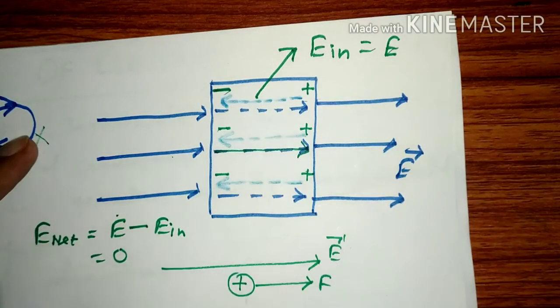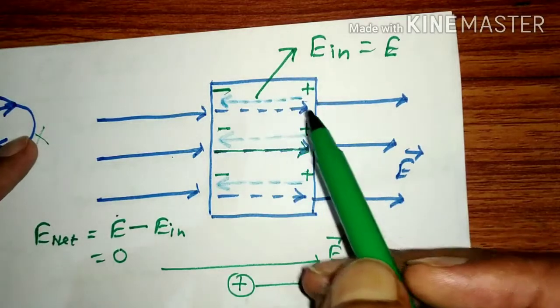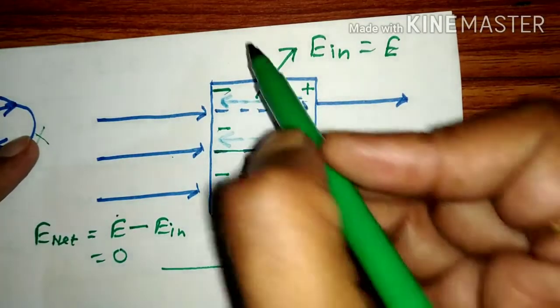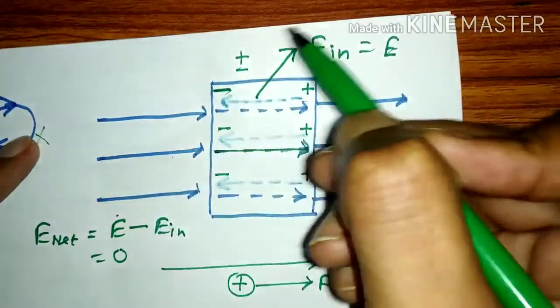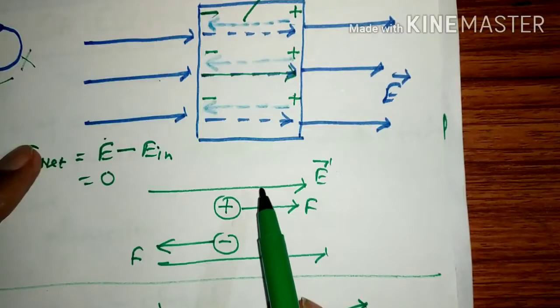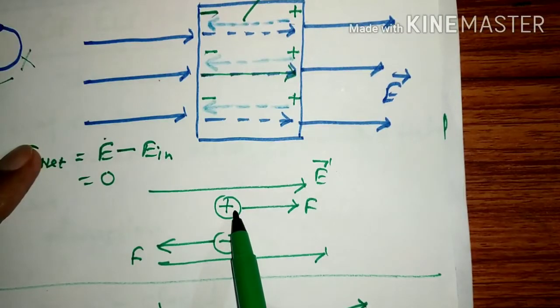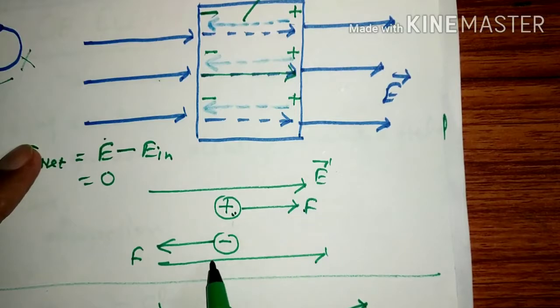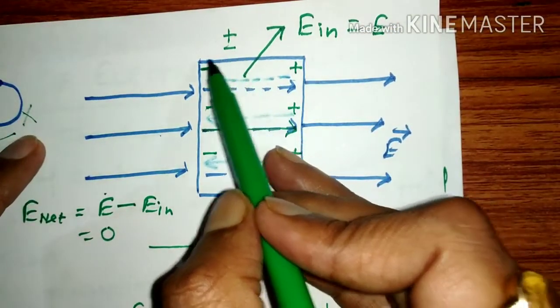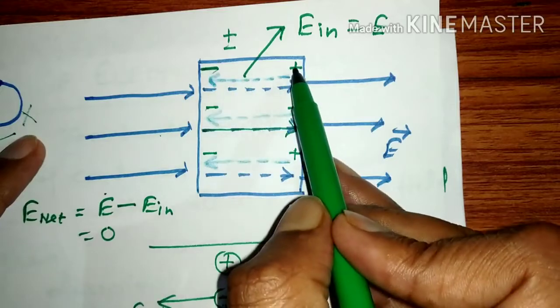And earlier, as I told, in the conductor there are free electrons. So if this is a conductor, certainly there are positive and negative charges where the electrons are free. This electric field will apply force on the positive charge in its direction, but the same electric field will apply force on the negative charge in the opposite direction. Therefore, the positive and negative charges inside the conductor will get separated.